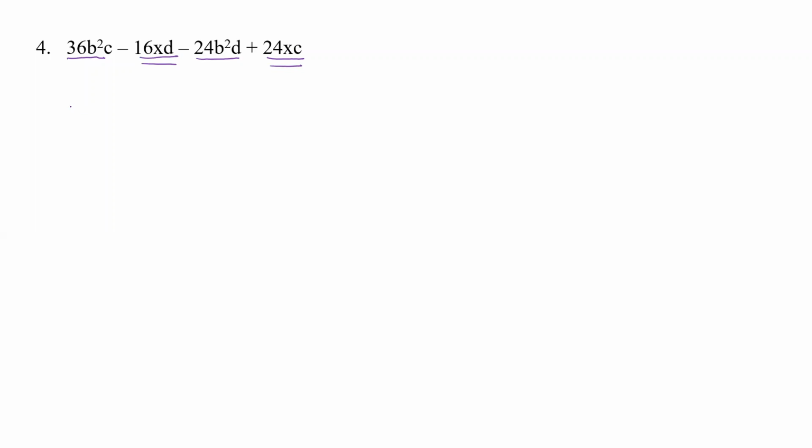So now I'm going to write this as 36b squared c. Then I'm going to say minus 24b squared d. I'm going to group those together. Then plus. Now, I notice that here I have larger than smaller, and here I have larger and smaller. So I'm going to write the 24 first. 24xc minus 16xd. And now I'm going to start pulling out terms that are common to both of those.